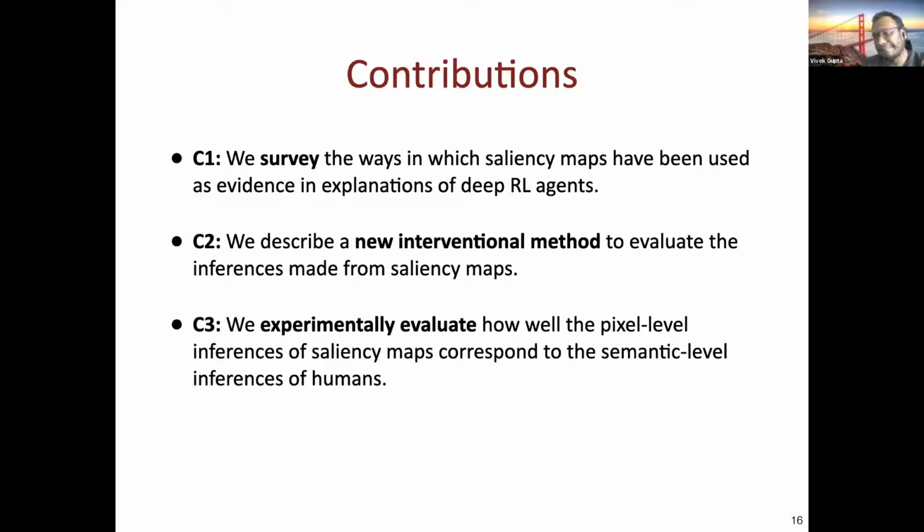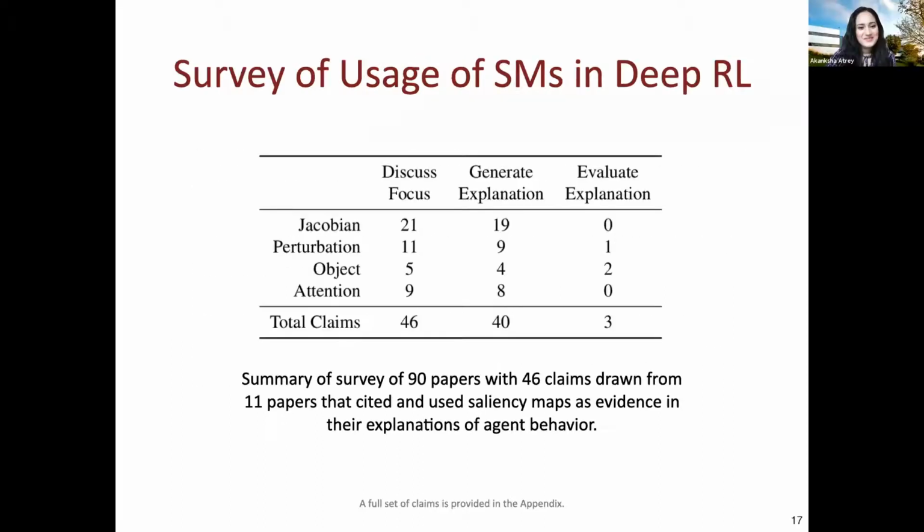Okay. All right. So we first present a survey of usage of saliency maps in deep reinforcement learning. This table presents a summary of 46 claims drawn from 11 papers, and we surveyed a total of 90 papers altogether. The rows here represent categories of saliency map methods, and we look at 4 different methods. Jacobian is your typical gradient-based saliency map. Perturbation is more so you're perturbing parts of the image or masking them. There's also object and attention. I'm not going to go into the types, but we look at 4 of these.